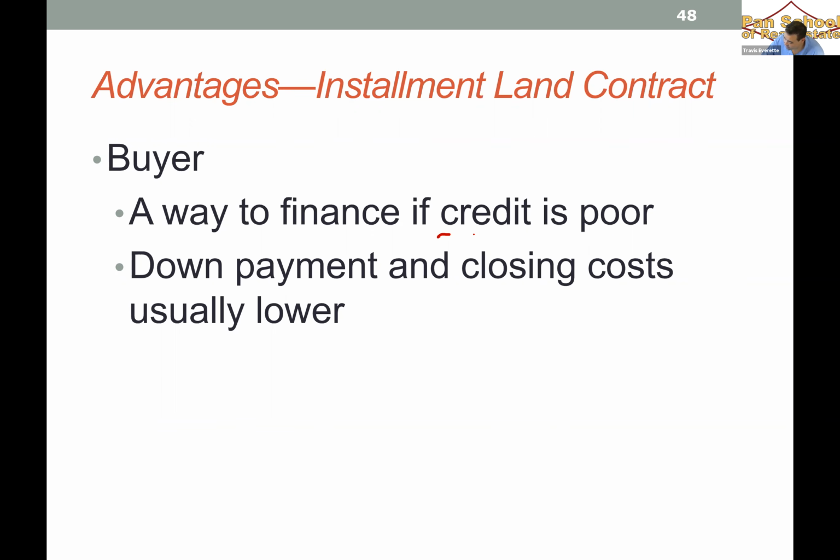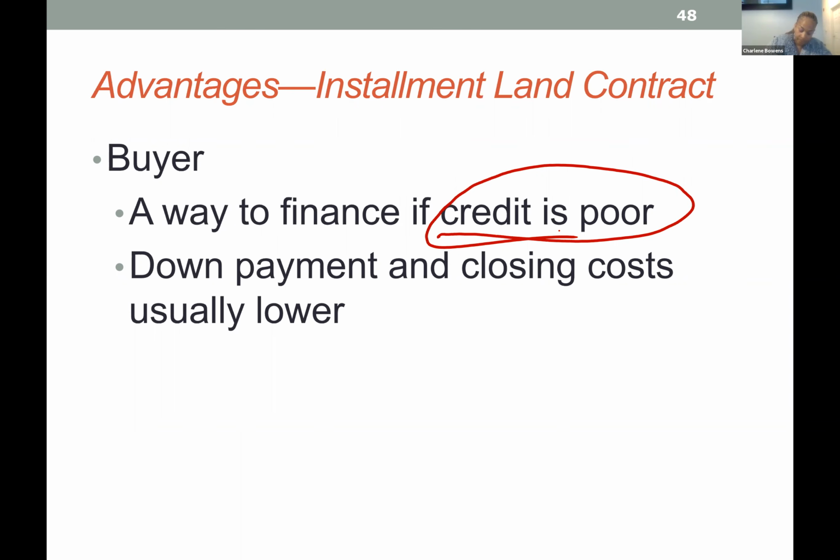Some buyers have a real problem right here. They can't borrow the money because their credit is so bad. If you can't find anybody to loan you the money, but you can convince the seller to take payments, can you still buy a property? Yes, and that would be an installment land contract. Does that make sense for everybody? Yeah. So the only buyers who should really consider doing this are ones who can't get financing any other way.